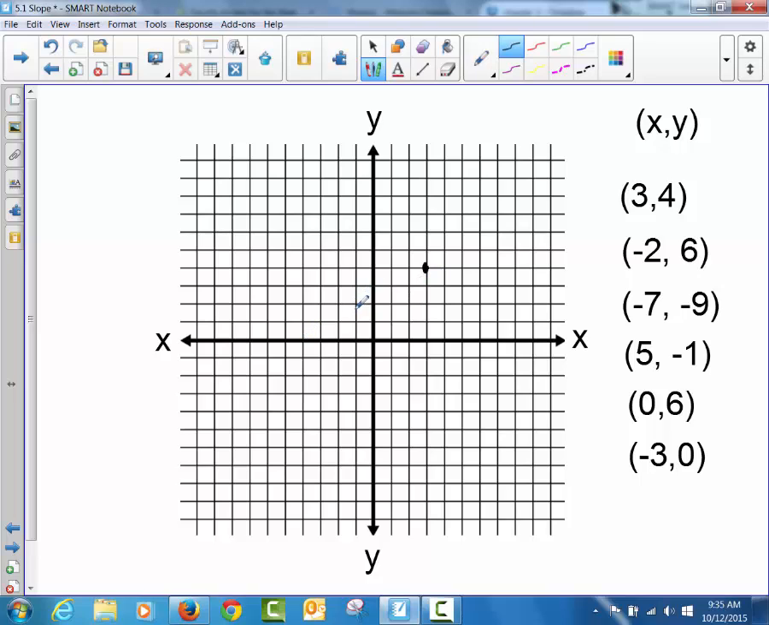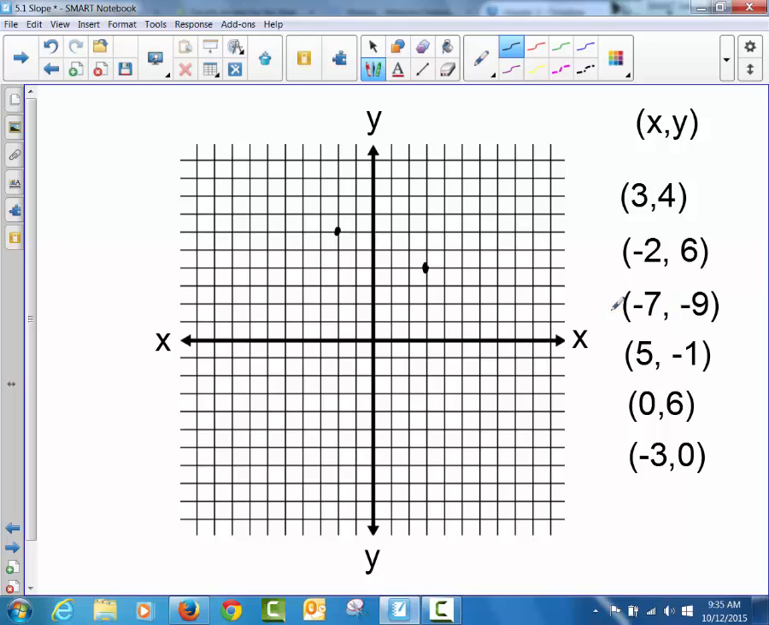Positive means right or up. Negative means down or left. So let's do (-2, 6). We go to the origin. The negative 2 tells you to go 2 to the left, and 6 tells you to go 6 up. 1, 2, 3, 4, 5, 6.